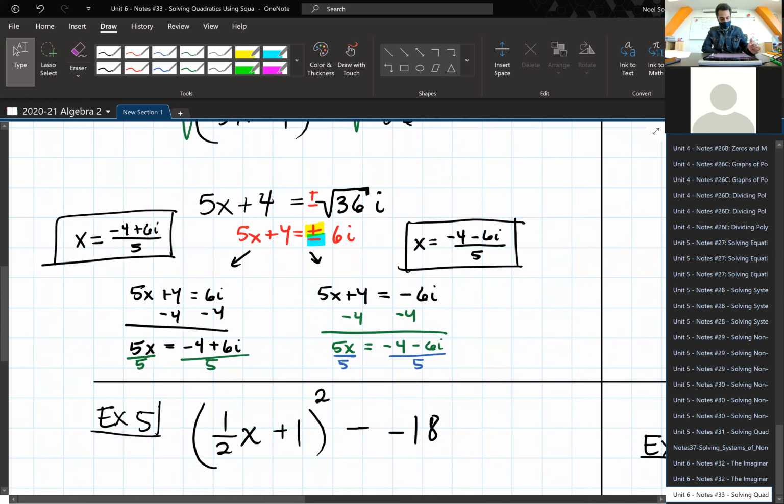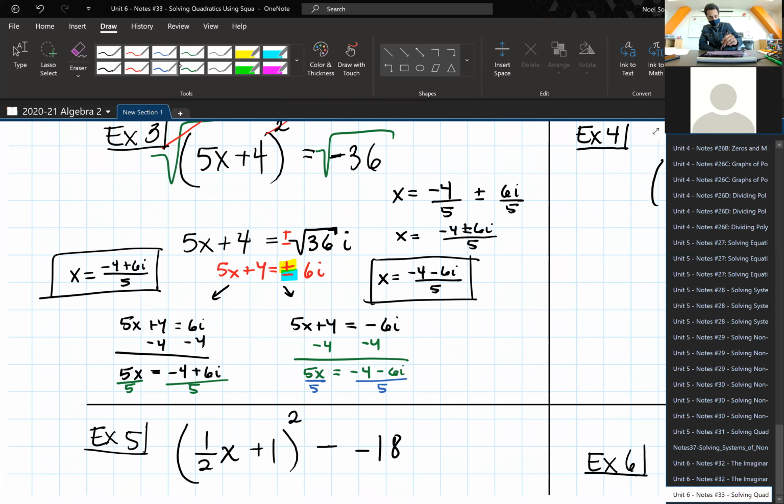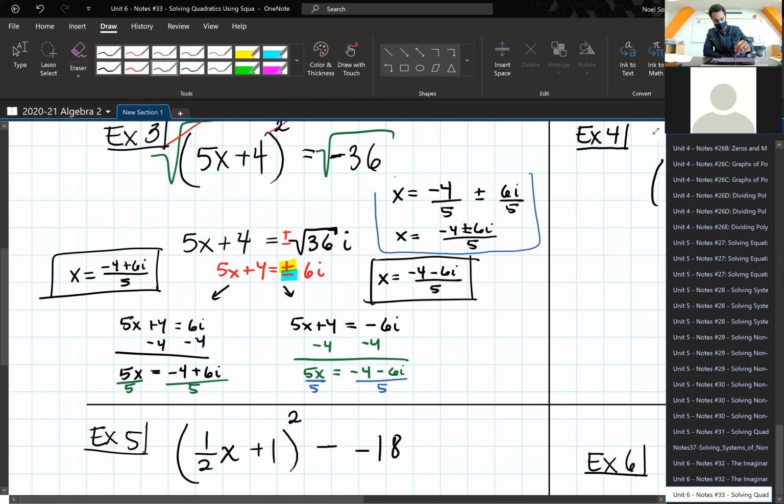Yeah, that's correct, Nelson. You could also write it as x equals negative 4 over 5 plus or minus 6i over 5, right? They both need a denominator of 5 if you're going to do it that way. Or it could be x equals negative 4 plus or minus 6i all over 5. All right, so these would be two correct ways of writing the condensed version right here.